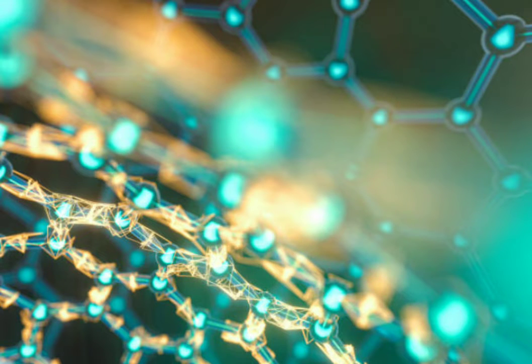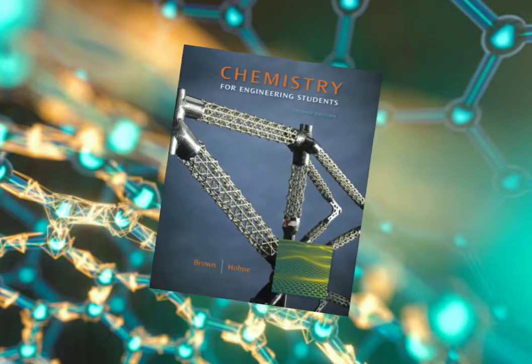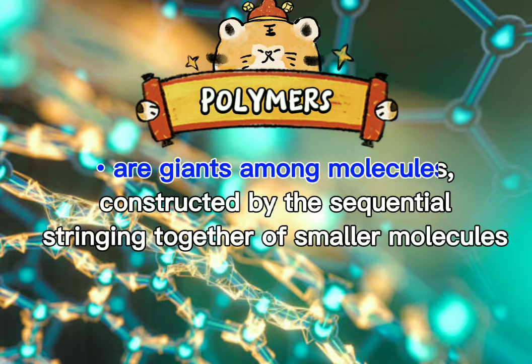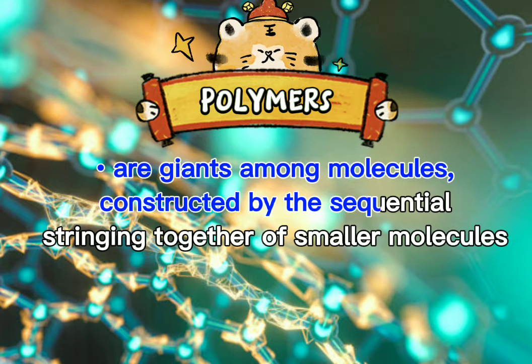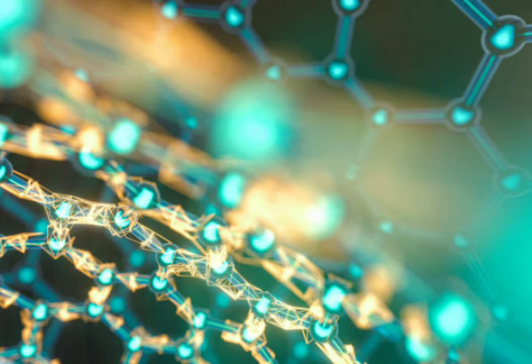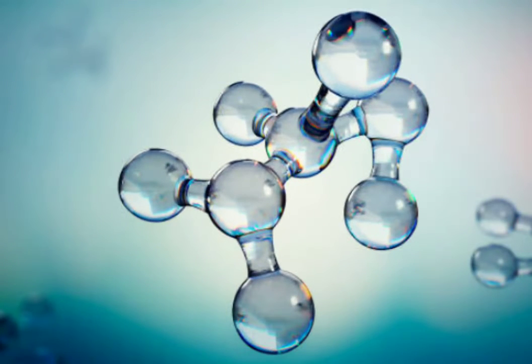According to the book Chemistry for Engineering Students, polymers are giants among molecules constructed by the sequential stringing together of smaller molecules called monomers. And now, let's proceed to the main content of the video presentation for a specific polymer that is used in electrical engineering. The video will contain the following information.